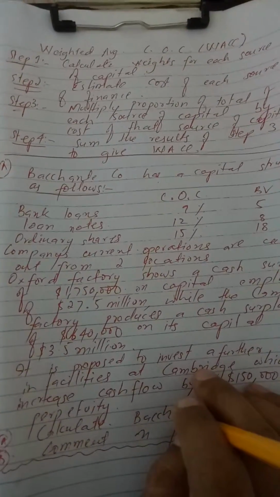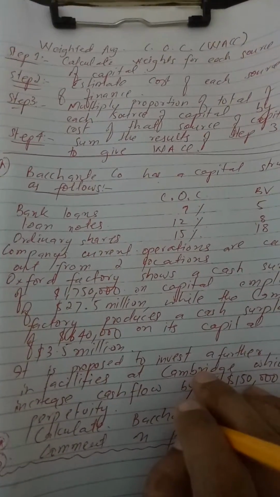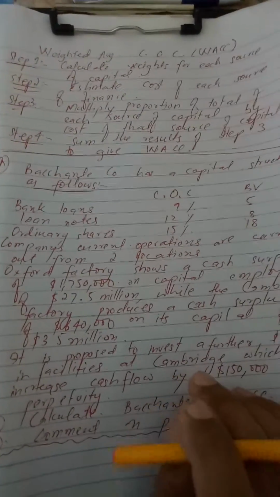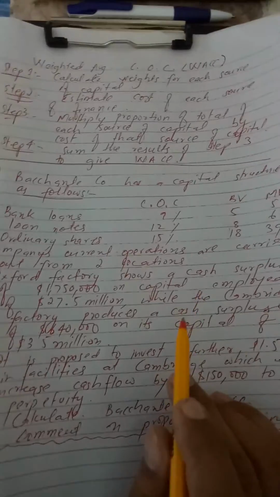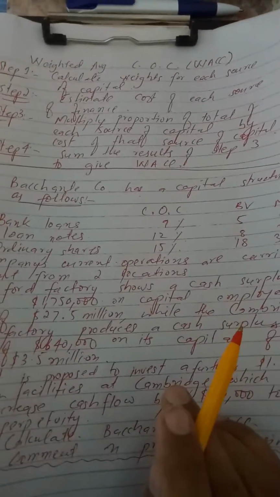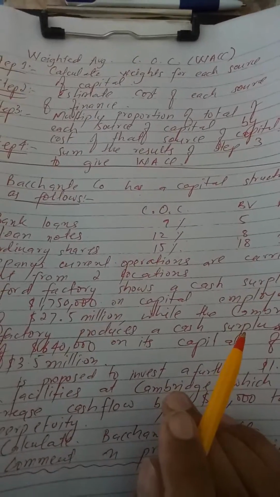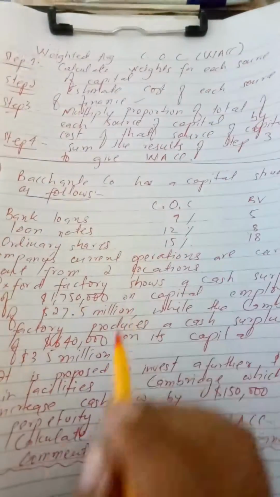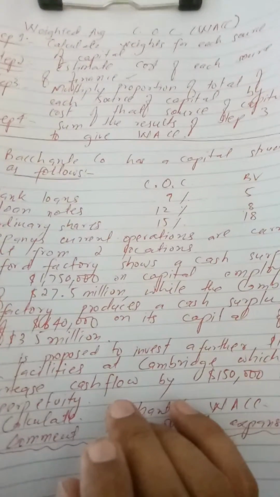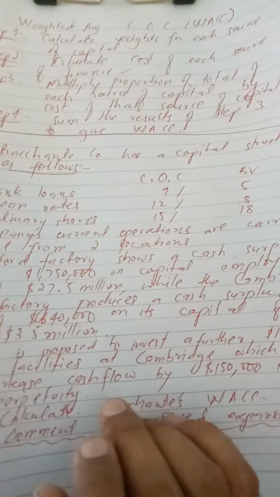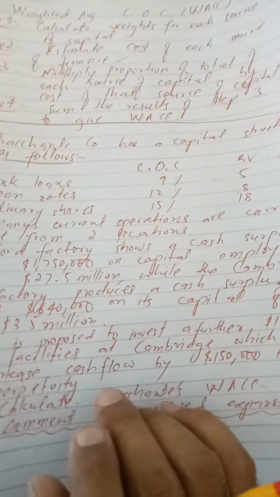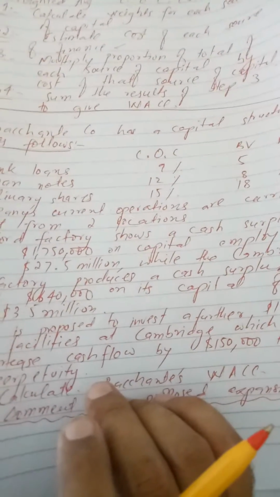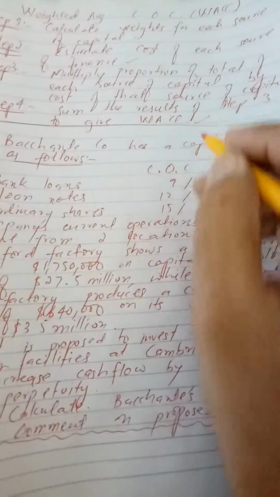So it's weighted average cost of capital. Step one is calculate weights for each source of capital. Step two is the estimation of the cost of each source of finance. Step three is multiply the proportion of total of each source of capital by the cost of that source of capital. And step four is sum the results of step three to give the weighted average cost of capital.